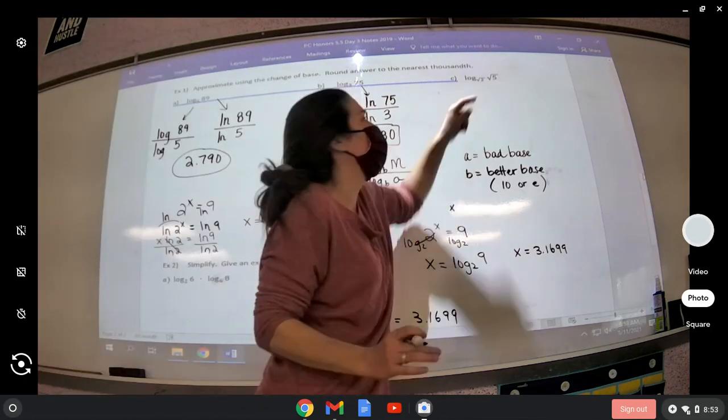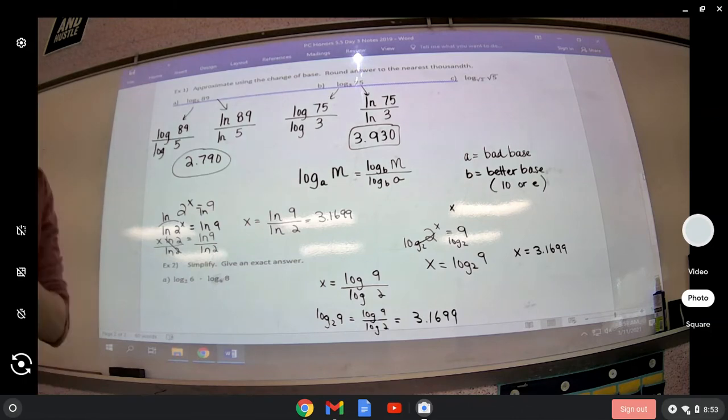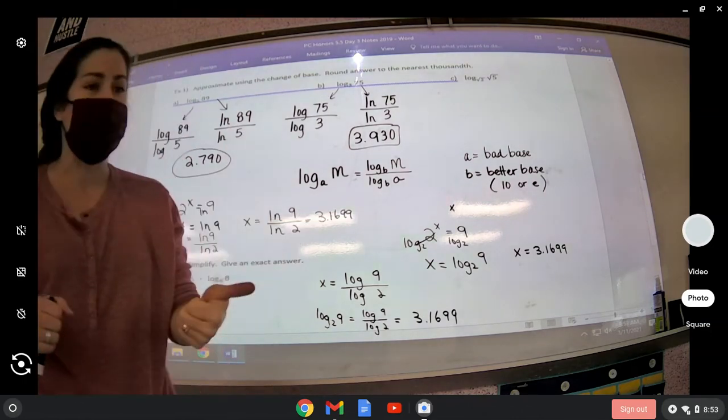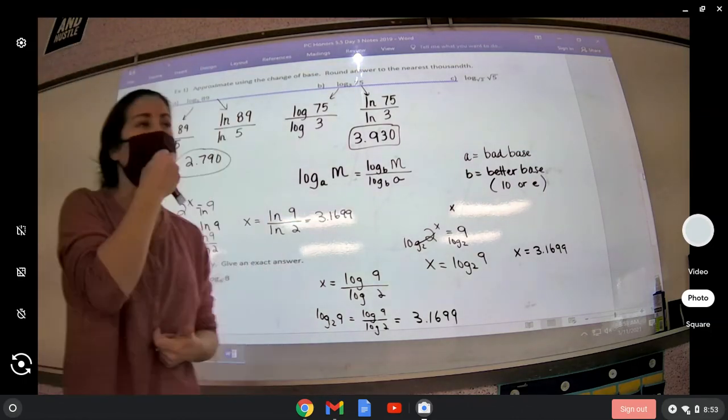I'm going to give you guys one to write. In change of base, what does it become? Either write it as a base 10 log or a base E log.